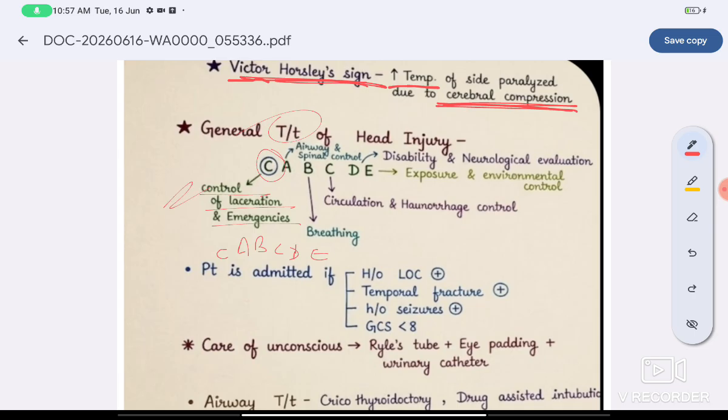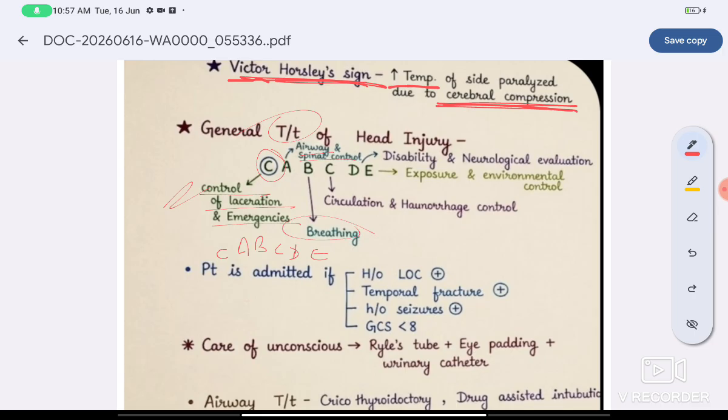Then you have to check for airway and spinal support, which means the patient's airway should be very clear. How do you check for airway? You ask the patient his name. If the patient is able to speak properly, then we assume that the airway is normal. The airway is not compromised. There is no obstruction. If there is an obstruction, there is a difference in voice and the patient may not be able to speak in severe cases.